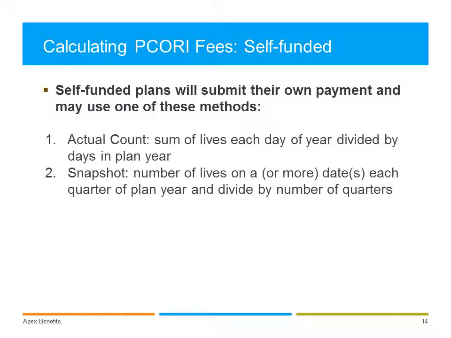Or the snapshot method, again, the number of lives on one date or more than one date for each quarter of the plan year is totaled up and divided by the number of quarters in the plan year. Or lastly, if it's an employer filing a 5500 form, they may just submit the number of covered lives reported therein.